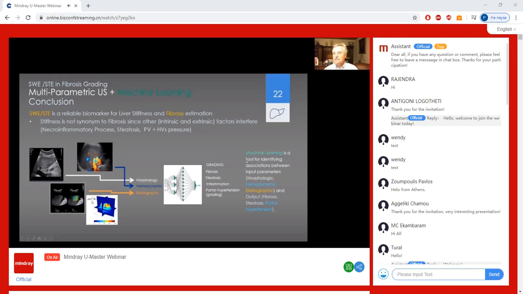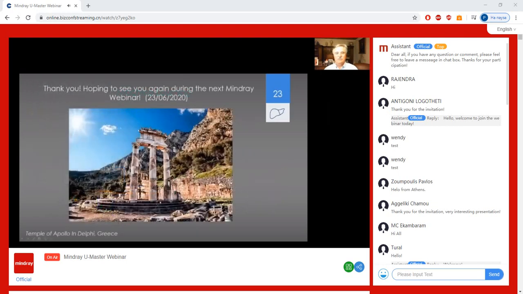Machine learning is a tool for identifying association between different ultrasound parameters, morphology, hemodynamics, and elastography, and through the output parameters of the artificial neural network, fibrosis, steatosis, and portal hypertension.